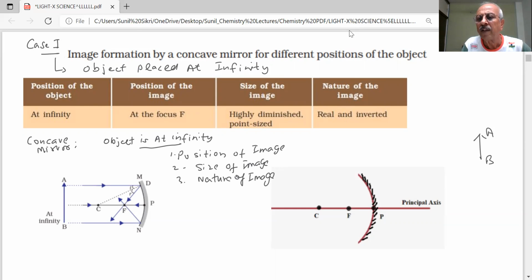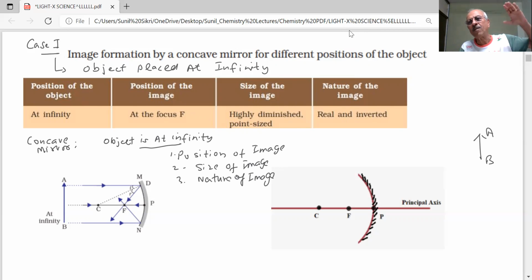AB. This is the top head, student. If the image is like this, then that is considered erect, upright. If it becomes reverse, A comes down, B comes lower, then we call it inverted. Let me see what will happen, student, and how will we draw the ray diagrams.